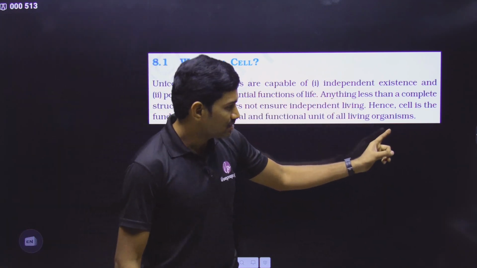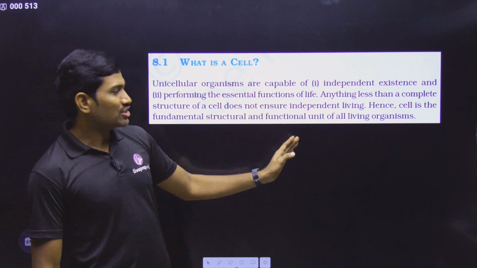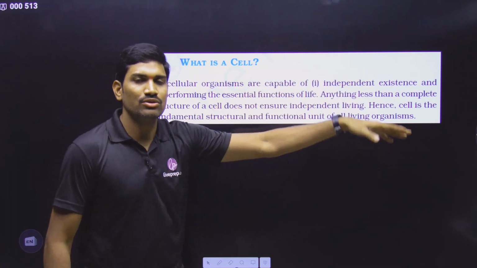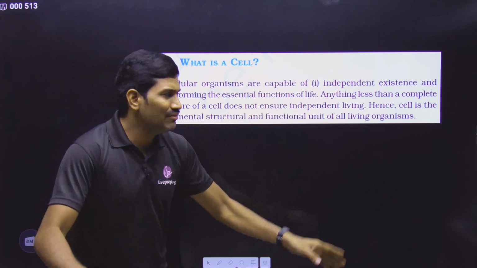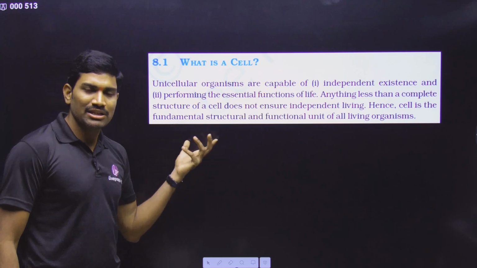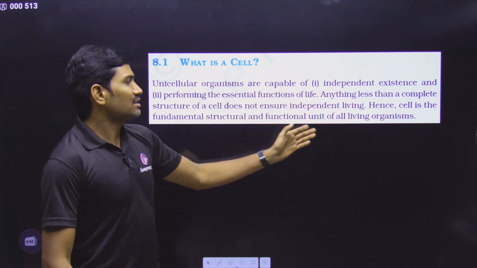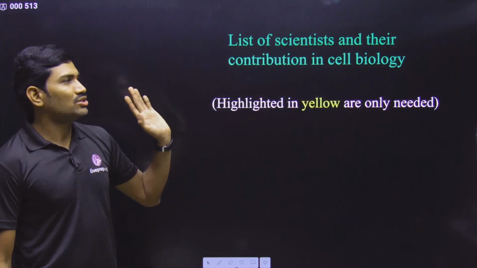Next one, hence, the cell is the fundamental, structural and functional unit of all living organisms. Whether they are eukaryotes, prokaryotes, unicellular, multicellular, whatever it is, for all living organisms, fundamental or basic means compulsory. That is the minimum. What is that? It is the structural and functional unit called the cell. Cell is compulsory for all these organisms. This is what they have given.